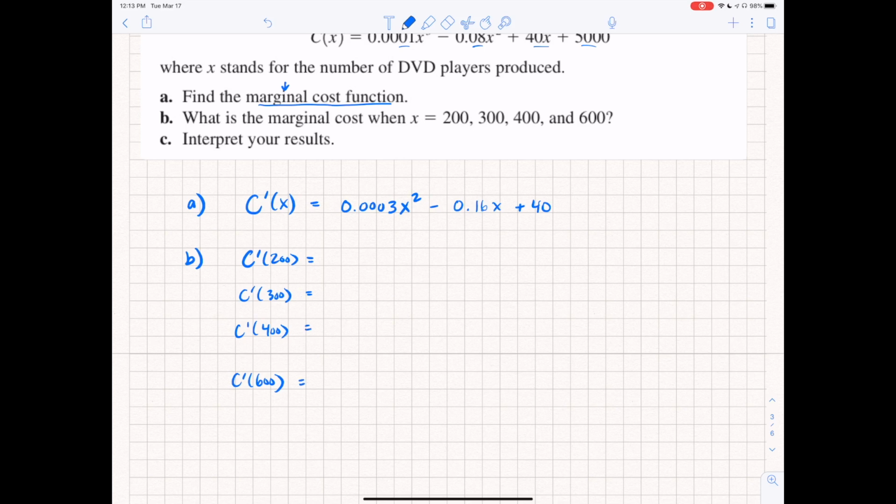So I'm going to go and use my calculator, 0.0003 times 200 squared minus 0.16 times 200 plus 40. And that will give me 20, or $20.